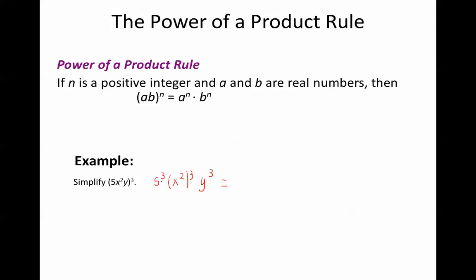Now we are going to work 5 to the third out. Now that is not 15. You have to multiply 5 times itself three times because you have a base to a power here. 5 times 5 is 25, times 5 is 125. Now here, when they're both exponents like this, you do multiply. 2 times 3 is 6. So it's 125, x to the 6th, y to the 3rd.